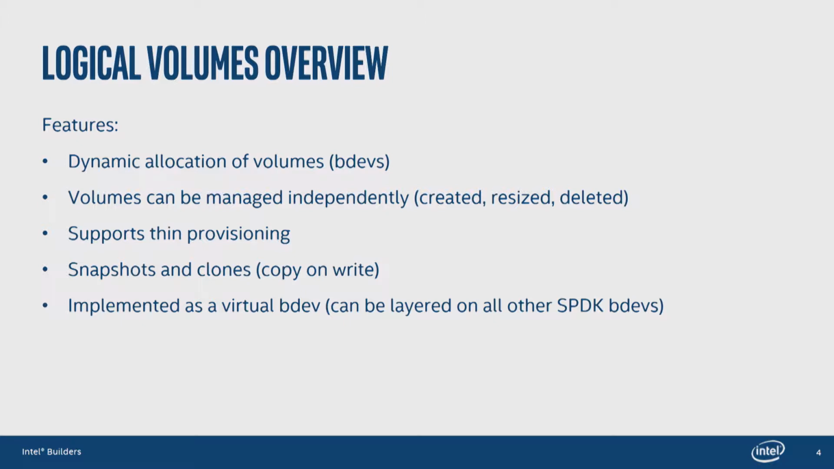The most recent changes we've made here in 18.04, we now support thin provisioning, snapshots, and clones. We're going to get into a lot more detail about how those work in a minute, but basically you can take a snapshot of a volume at any time and then clone it into a read-write volume. As I said, it's implemented as a virtual BDEV, so it fits into all of the SPDK applications that use BDEVs: the vhost target, NVMe over Fabrics, all those sorts of things.